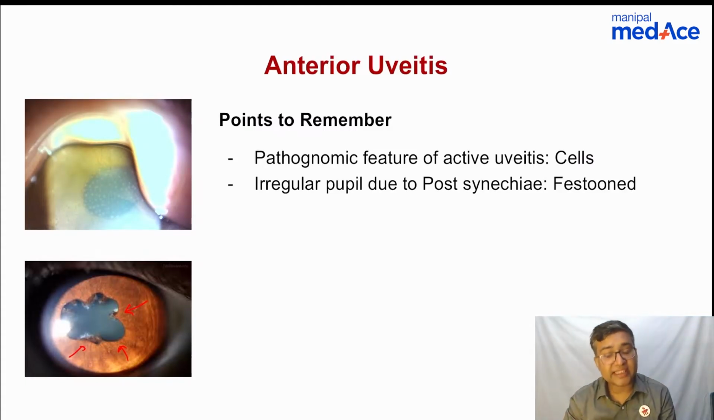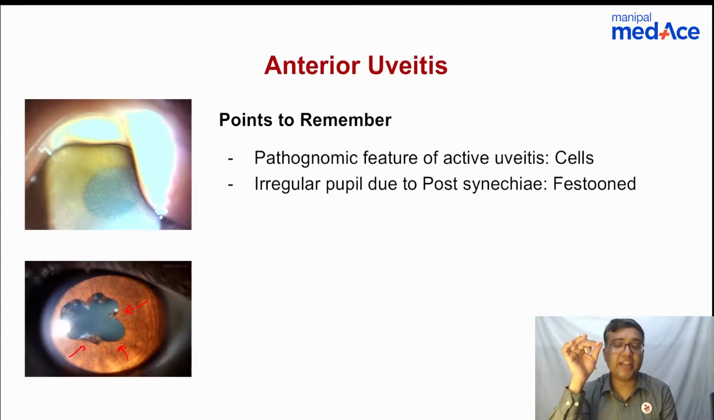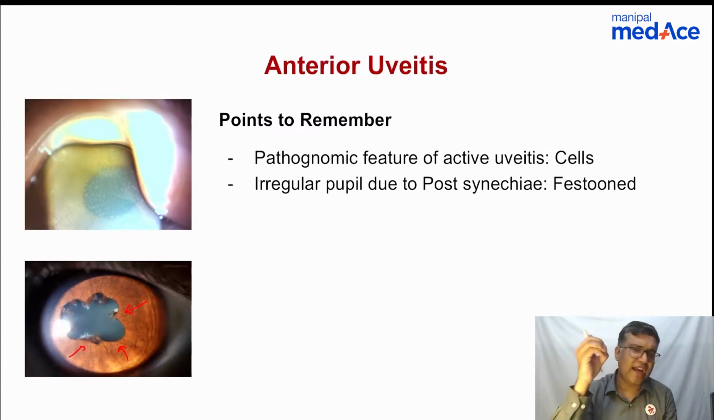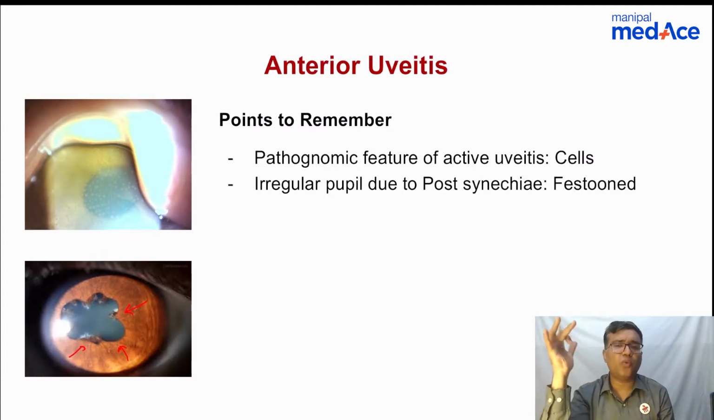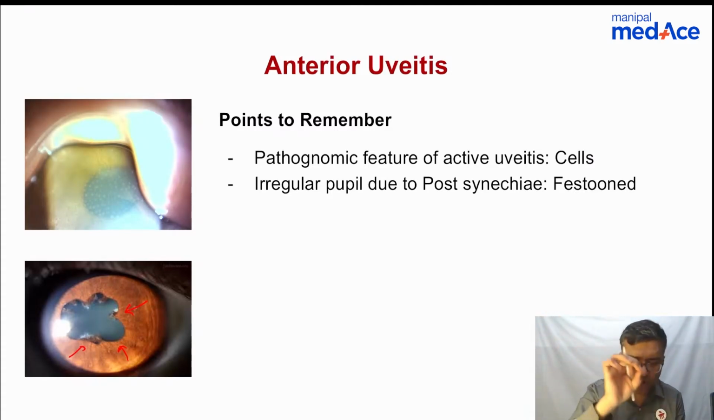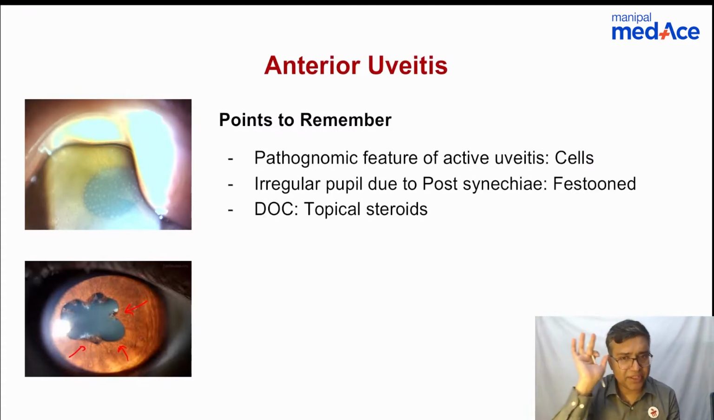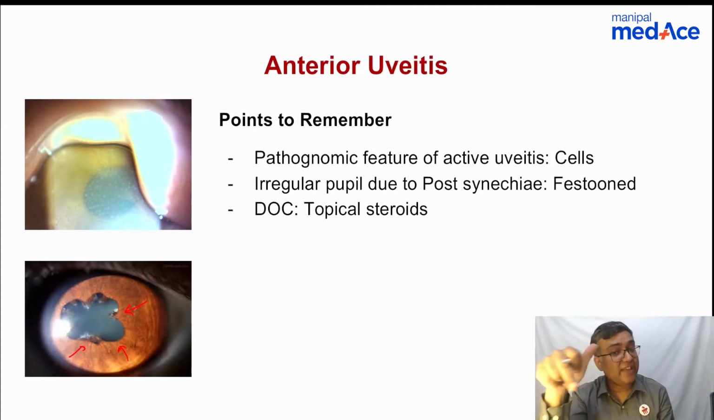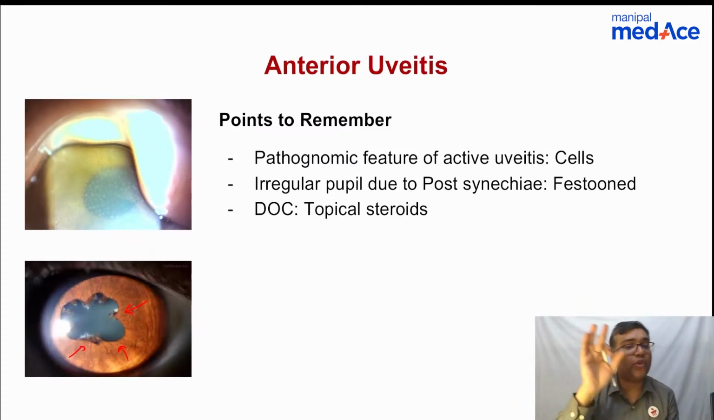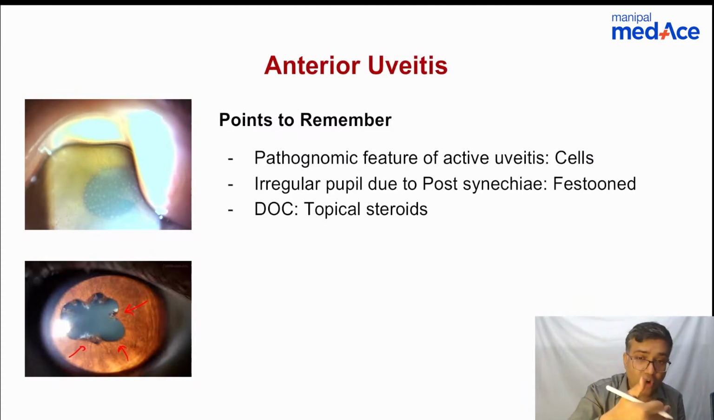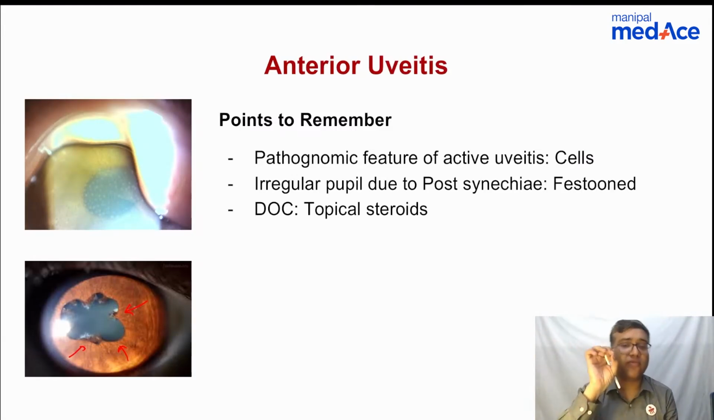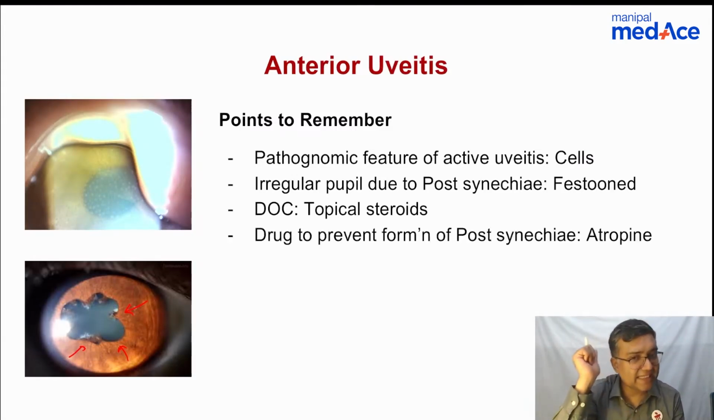The third important thing is they ask about the drug of choice in the patients of anterior uveitis. So whenever you have uveitis, you would always have a drug of choice, that is steroids. Okay, so the topical steroids are the drug of choice in the patients of anterior uveitis. And if they ask what is the drug that we would use to decrease the pain of uveitis or to decrease the formation of posterior synechiae, your answer would be atropine, because that is the cycloplegic that we use.